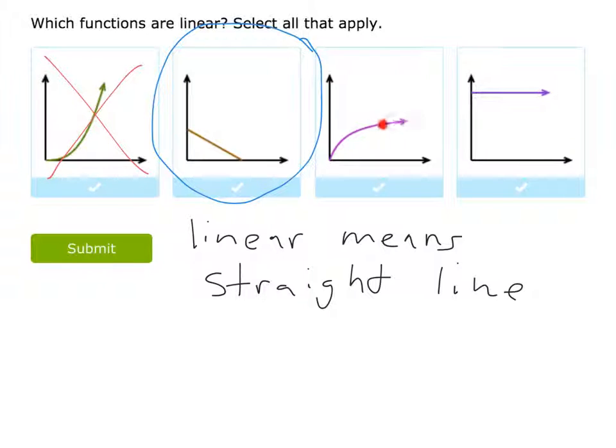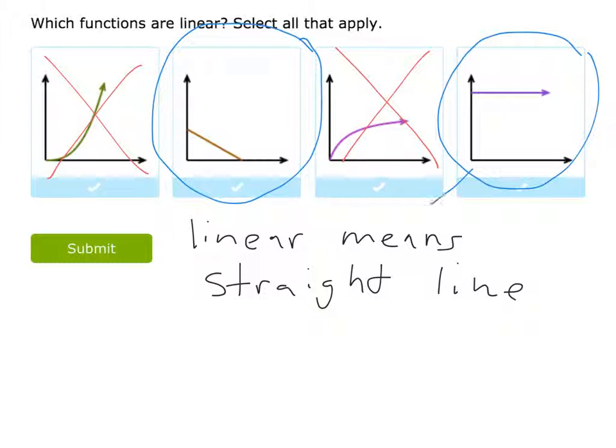This purple line here does have a bend in it. Therefore, it is not straight, and it's also nonlinear. And the last line here is straight. And because it is straight, it is therefore linear. So both these two are correct.